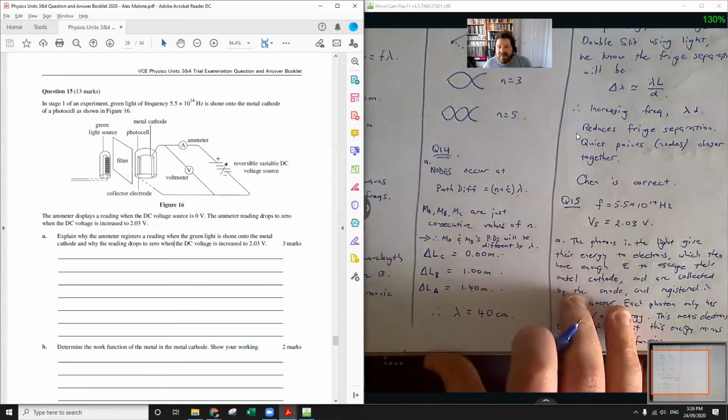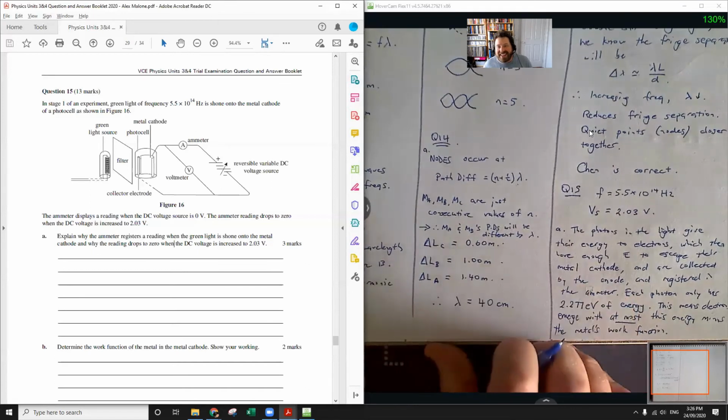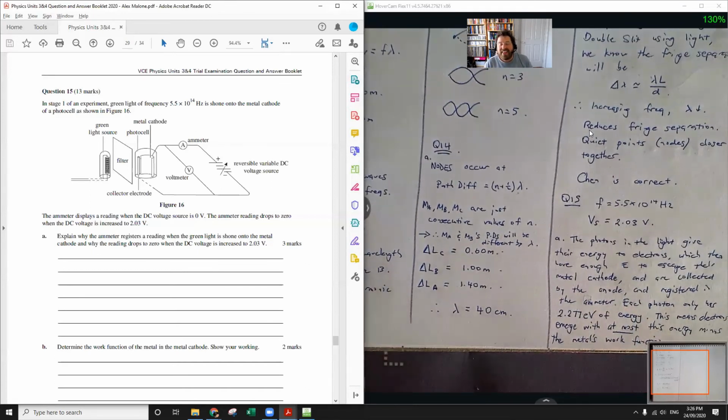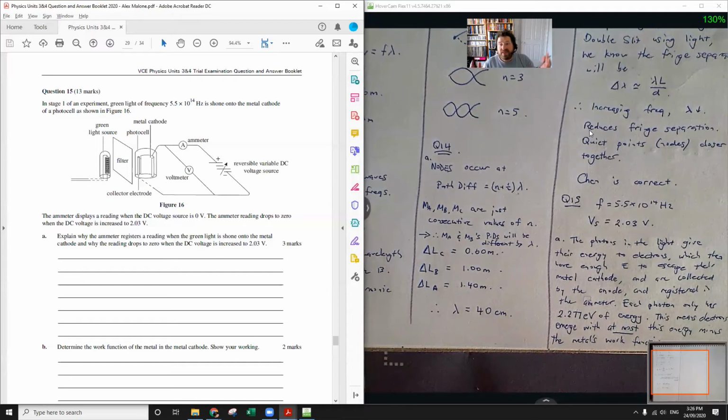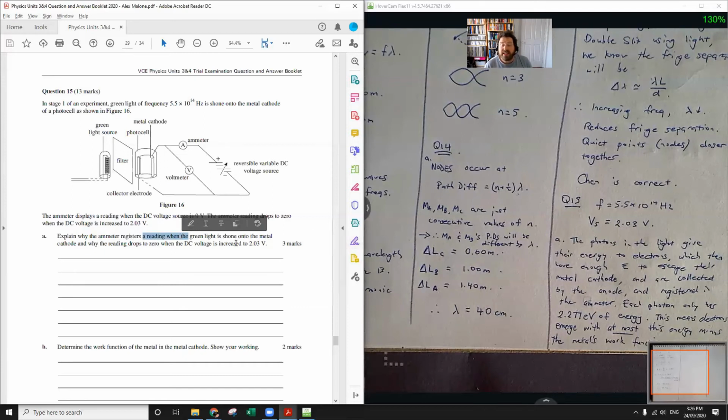I'm going to run out of room on my page here, so maybe I'll just say it out loud to you. Therefore, a back voltage above whatever that value is will be able to stop them. Okay, so the key points you want to point out here are why do we register a reading at all? Well, it's because photons are coming in, they're giving energy to electrons, that's letting them escape the metal, and so they're being detected in the circuit.